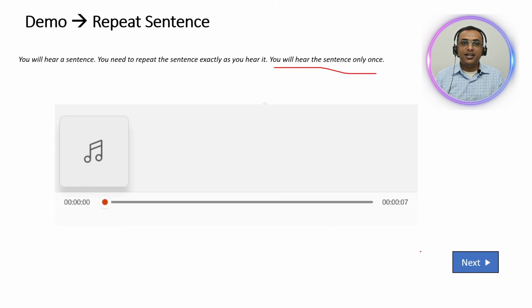The research requires substantial evidence to support its claims. Immediately click next. So this is how I would perform in the exam.